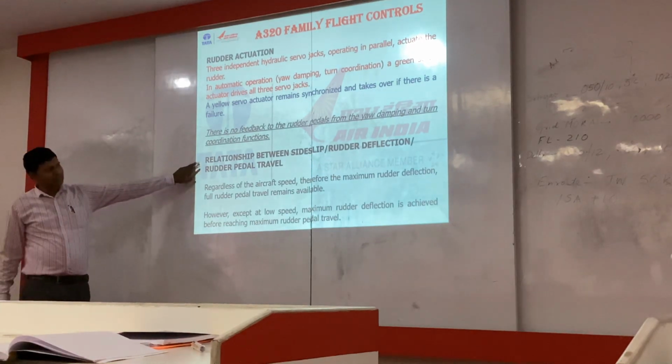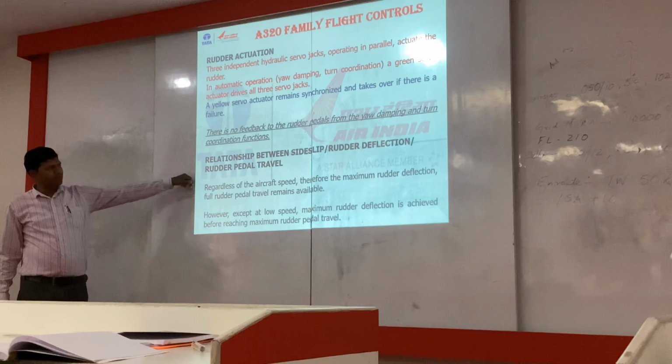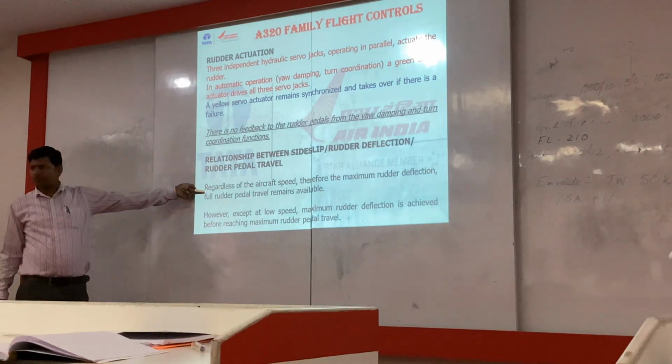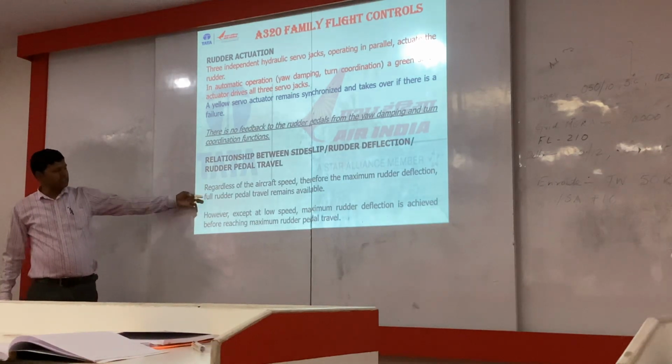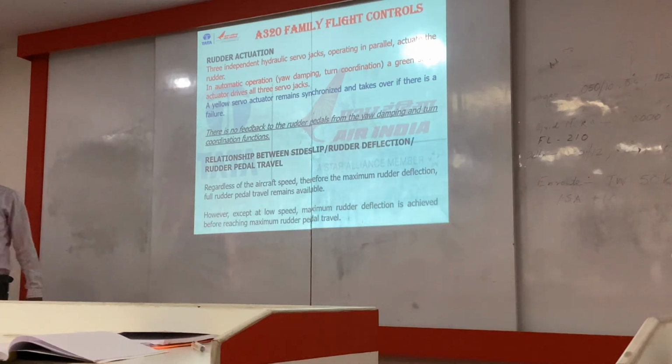The relationship between the side slip, rudder deflection and rudder pedal travel is the same regardless of the aircraft speed. Therefore, the maximum rudder deflection, full rudder pedal travel remains available. Whatever the speed, full rudder pedal deflection is available. However, except at low speed, maximum rudder deflection is achieved before reaching maximum rudder pedal travel. So there is a limitation also.